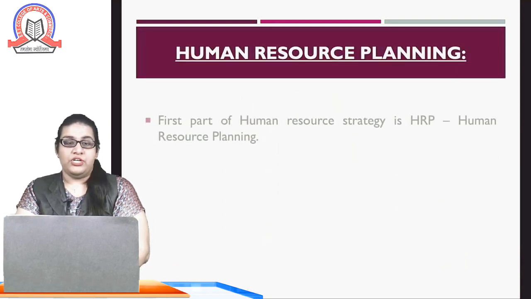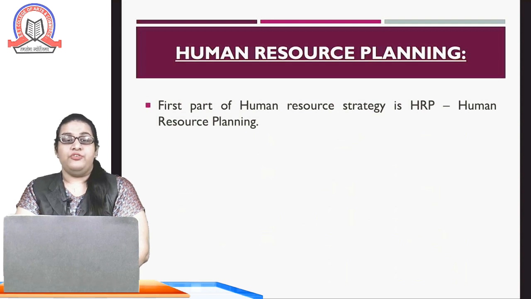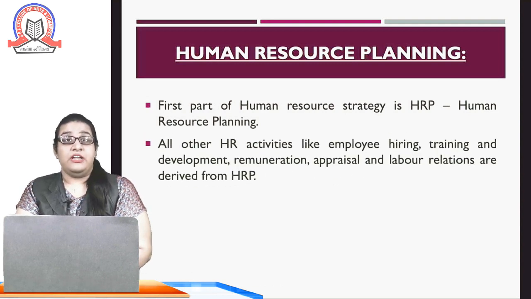So first, what is human resource planning? The first part of human resource strategy is HRP, human resource planning. In human resource management, before doing any activity, the first most important thing is planning. So the HR manager will do proper planning. He will decide about the strategies and policies to be followed in the company. All other HR activities like employee hiring, training and development, remuneration, appraisal and labor relations are derived from HRP. So all activities will come after planning. Planning is the first and most important step, after which we will think about training and development.